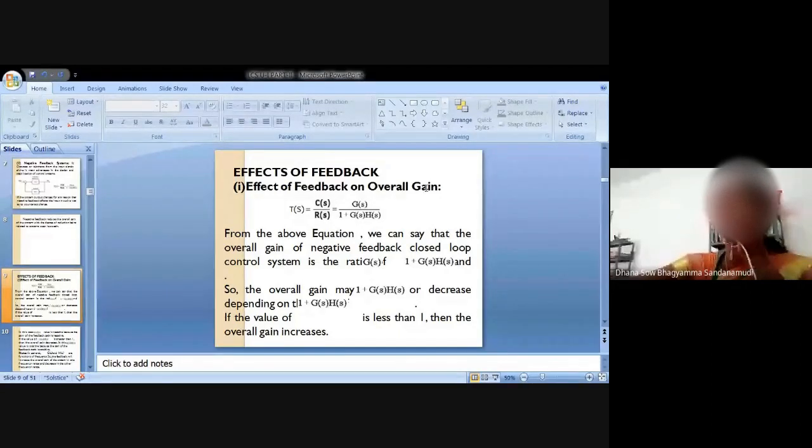Let us see the effect of feedback on overall gain, sensitivity, stability, and noise. How does the feedback affect the overall gain of the system? Overall gain is nothing but, we can say, the transfer function, Laplace transform of C(s) by R(s). We can even differentiate between the gain and the transfer function also, but it is not required now, so I'm not going into it.